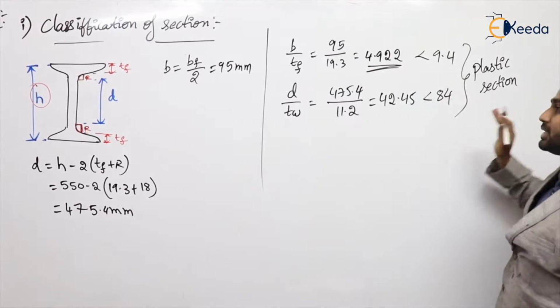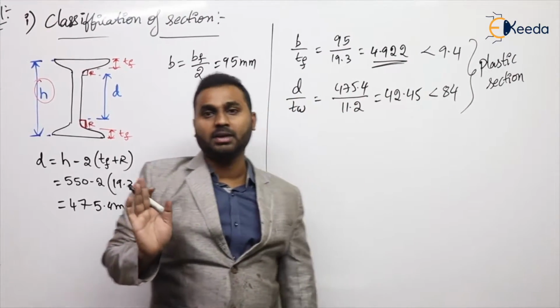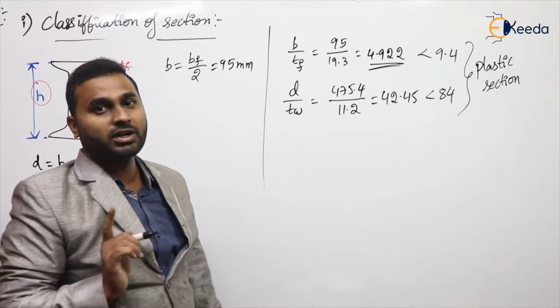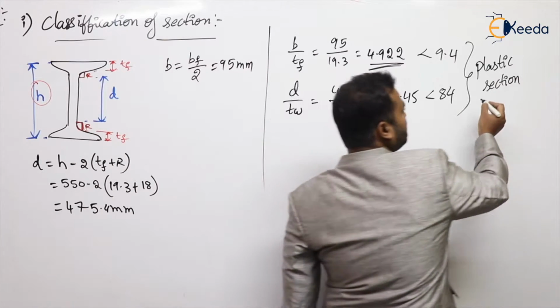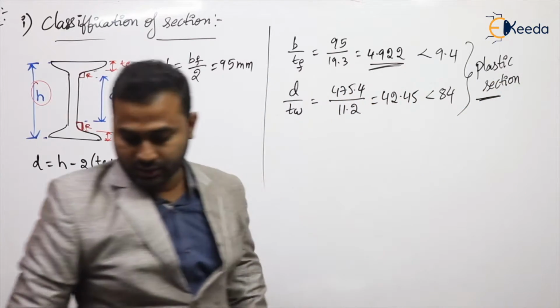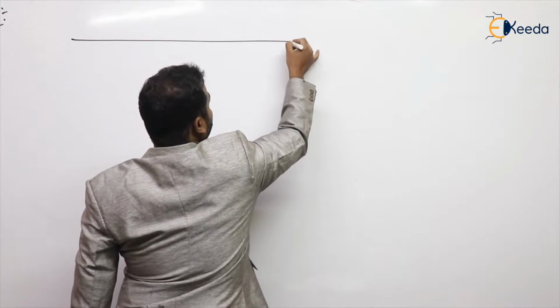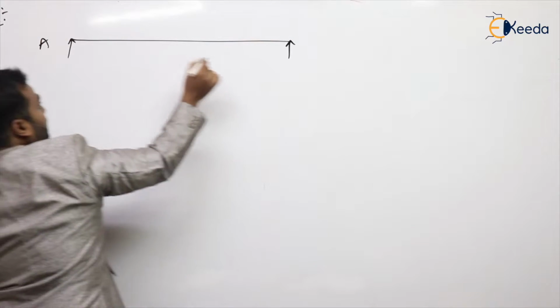As I said, this is the first step in the design procedure of the beam. What is the first step? Classifying the cross section. Now we can classify the given cross section as the plastic section. Now next, second step, as the given beam is simply supported, which is mentioned in the question clearly.